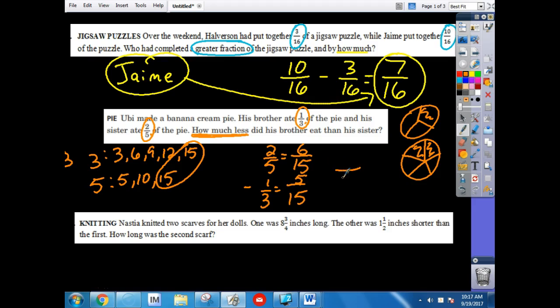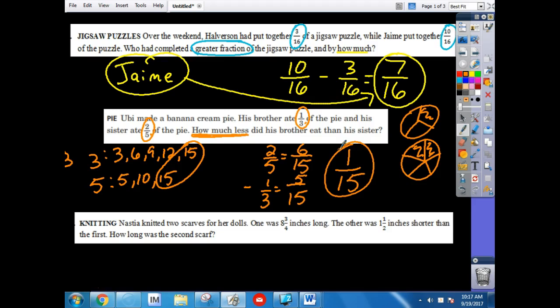My denominators are the same. That's just like the problem up here. My denominators are the same, so I keep it in my answer. But here I just have 6 minus 5. That will be 1/15. How much less did his brother eat than his sister? Well, only 1/15 less. Not much less. Hardly any less, but less nonetheless.